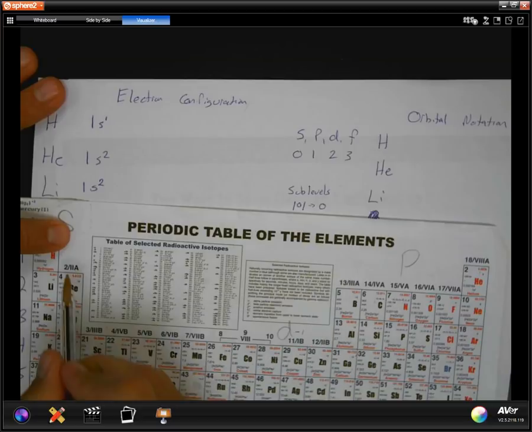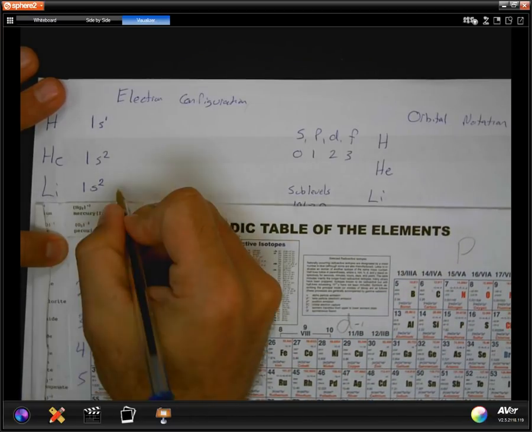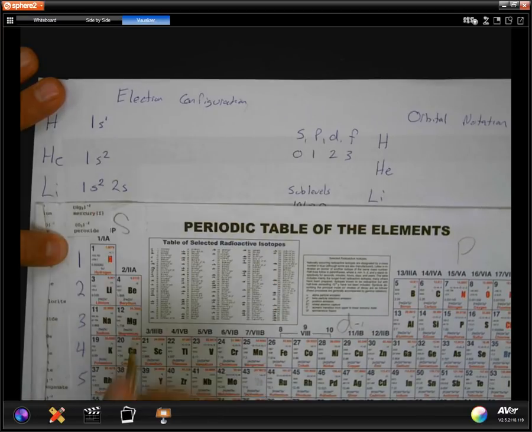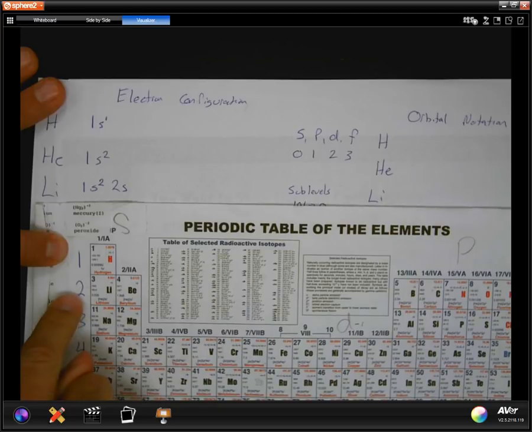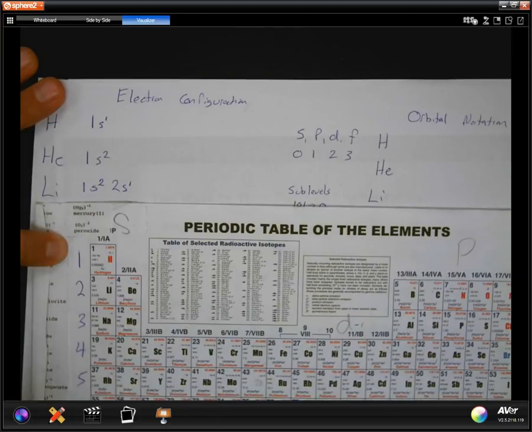Imagine again, this was here. I have 2 electrons in the 1s block. Now I'm jumping down into the second energy level, and I'm in the s block again. Now though I'm in lithium, I only have 1 square here. So since I'm only 1 square over, I only have 1 electron in the second energy level. So therefore, I would write 1.